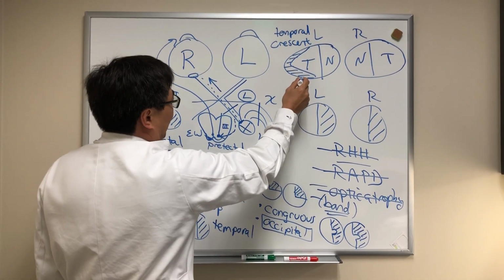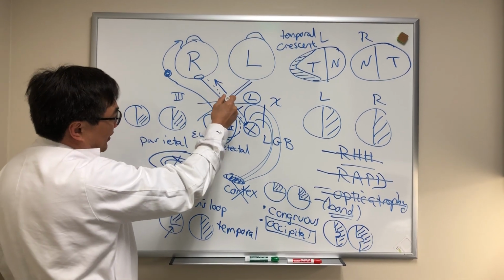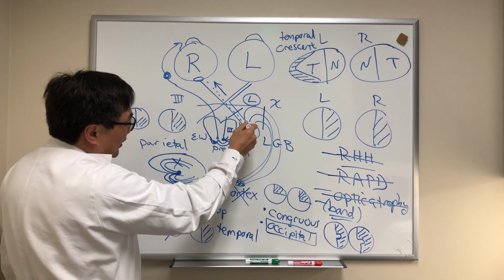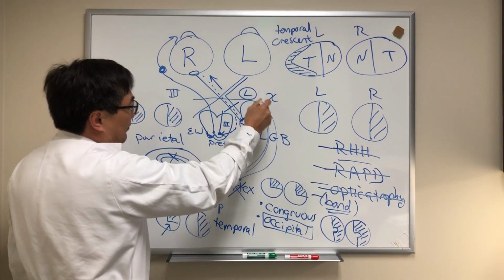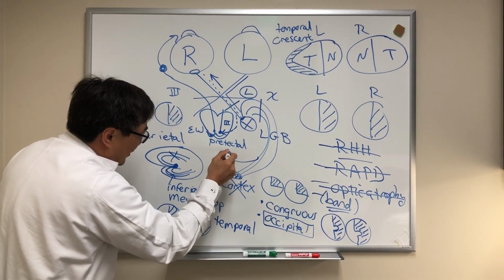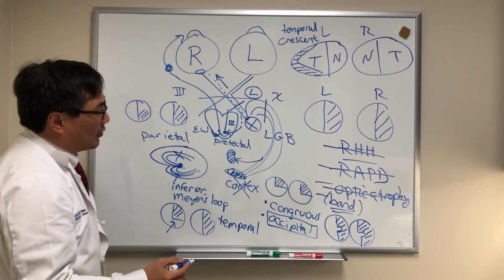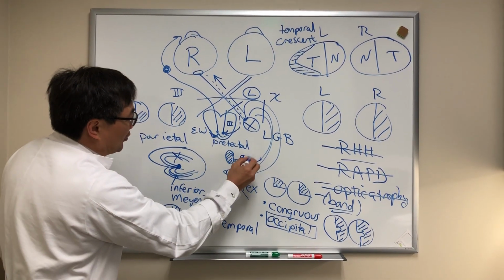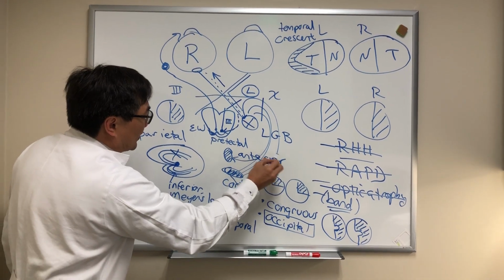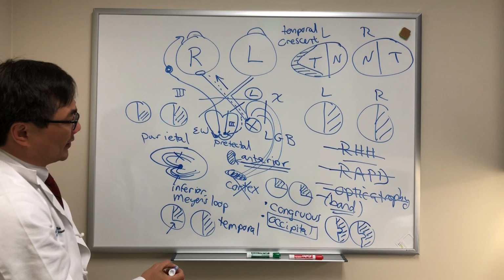And because it's temporal field, you know that's a nasal fiber. So the nasal fiber carrying the temporal field is traveling across to the geniculate and the radiations, and that temporal crescent is represented right here in the anterior portion of the calcarine cortex. The most anterior portion of the calcarine cortex in the occipital lobe is where the monocular temporal crescent lives.